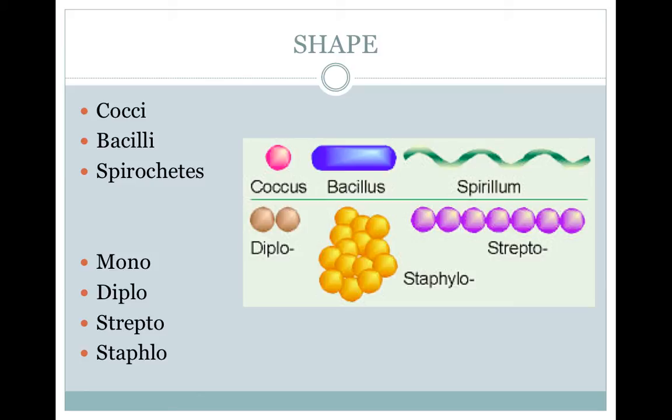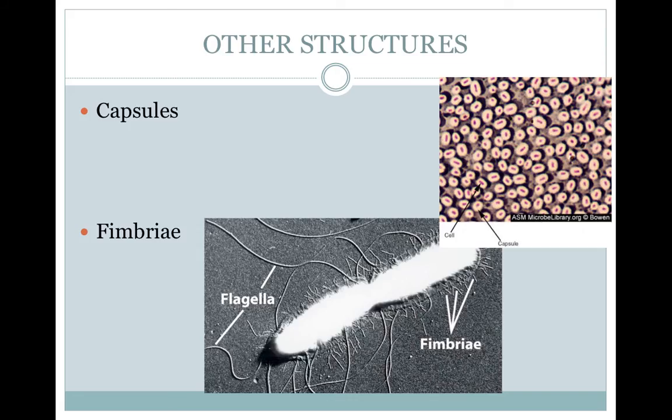The prefixes for describing how bacteria clump together: mono means one, diplo means two, strepto forms chains, and staphylo forms clusters. For example, Streptococcus is a chain of spherical bacteria, and that is the type of bacteria that can cause strep throat. Other structures are found in some bacteria.